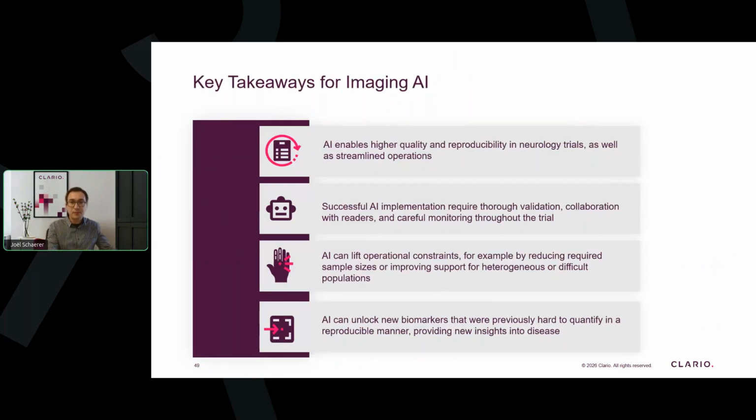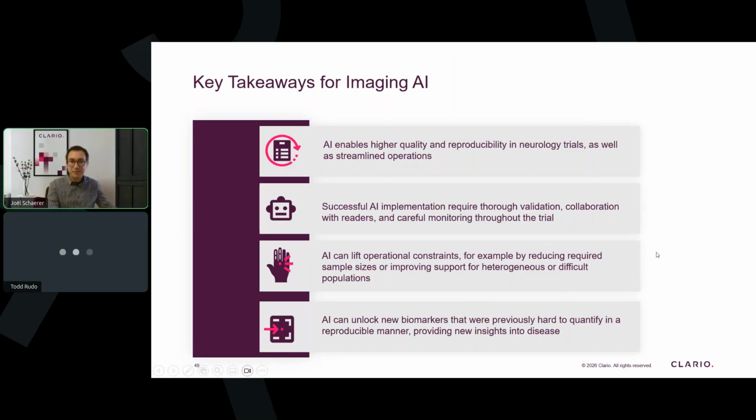So to summarize, for imaging, AI enables higher quality and reproducibility in neurology trials, as well as streamlined operations. Successful AI implementation requires thorough validation, collaboration with readers, and careful monitoring throughout the trial. AI can lift operational constraints, for example, by reducing required sample sizes, and AI can unlock new biomarkers that were previously hard to quantify. And with that, I'll hand it over to Dr.